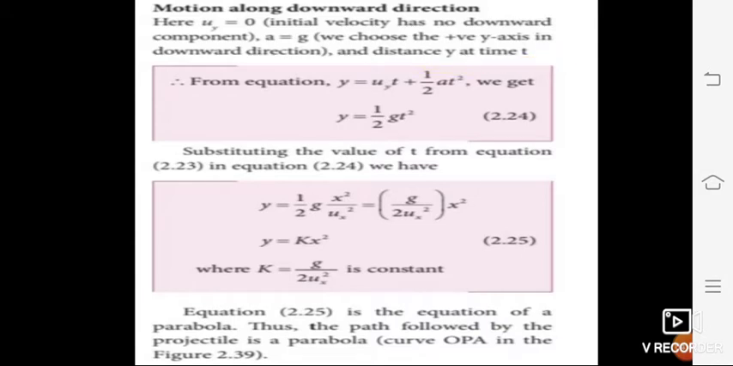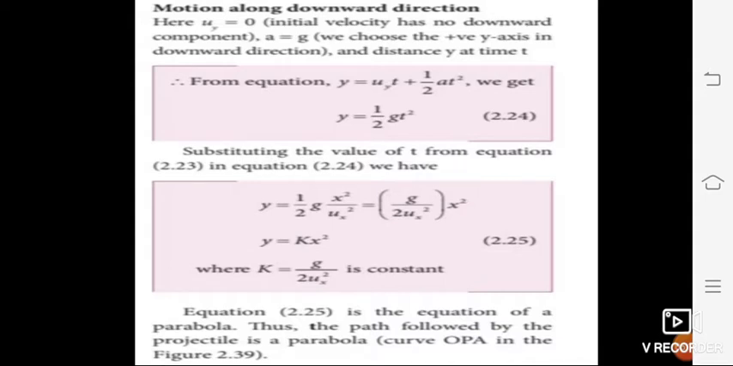We choose the positive y-axis in the downward direction. The distance y at a time t is calculated from the equation y is equal to uyt plus half at square. We get y is equal to half gt square. Already we know that there is no initial velocity along the y direction, so uy is equal to 0. Substituting in this equation, y is equal to half gt square.